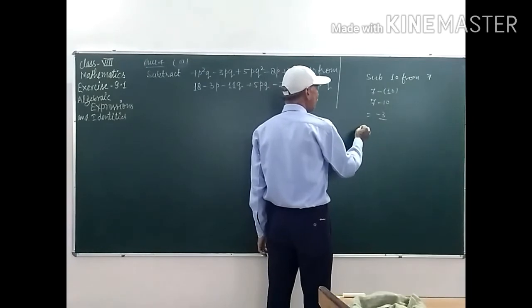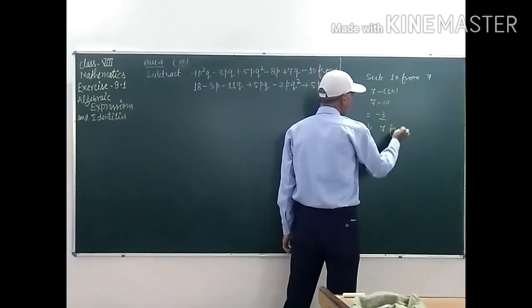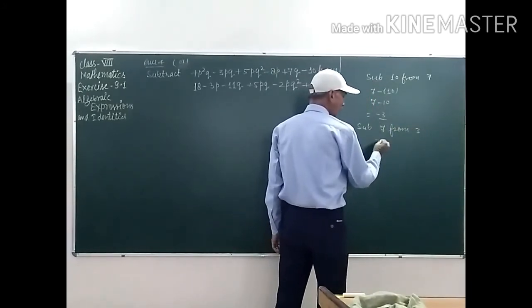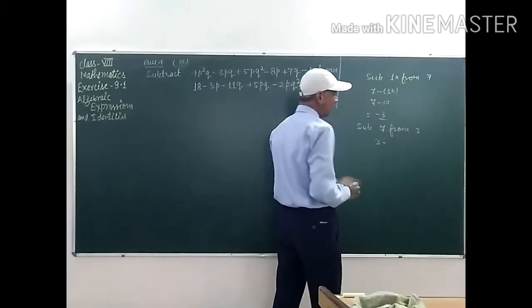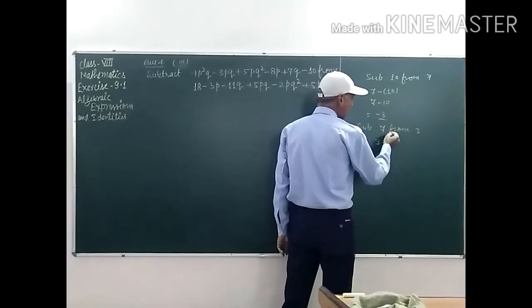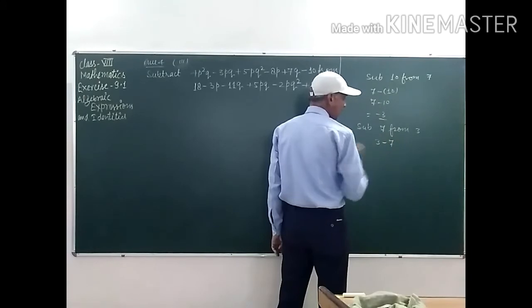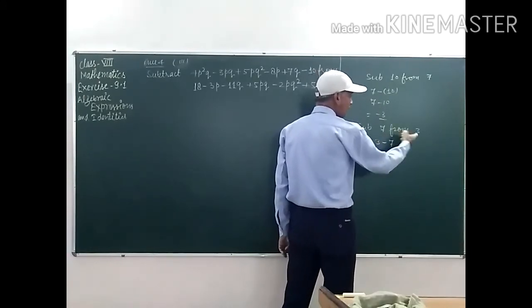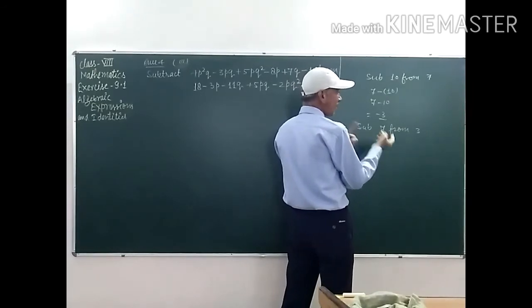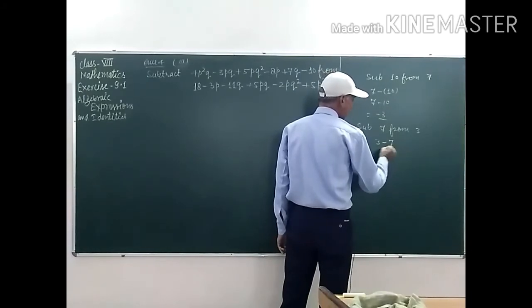And again if subtract 7 from 3, it means you have to write 3 first, after that you will put a sign of negative or sign of subtraction. Okay, so after that you will write 7. 3 minus 7, from 3 you have to subtract 7. Okay, so 3 minus 7, that is minus 4.